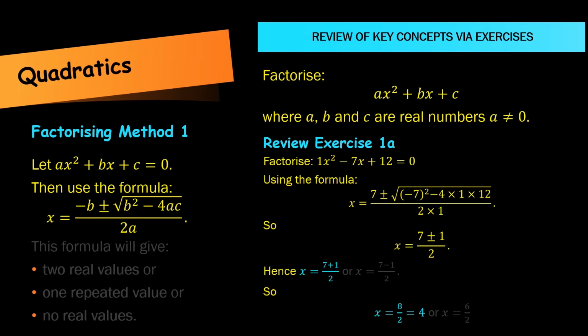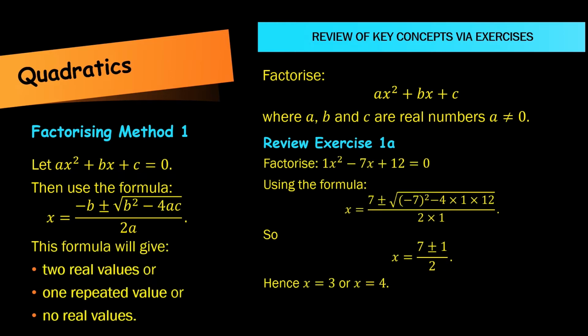And of course 7 plus 1 all over 2 is equal to 4, and 7 minus 1 all over 2 is equal to 3, as shown. And therefore x equals 3 or x equals 4. So we can factorize x squared minus 7x plus 12 as x minus 3 times x minus 4. And we have two real values or two real roots.